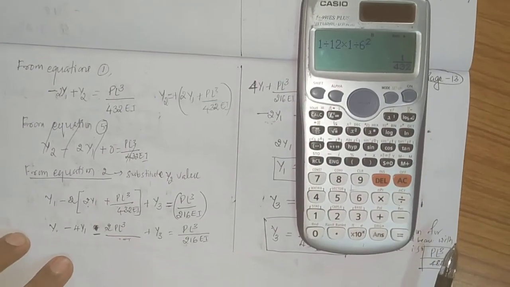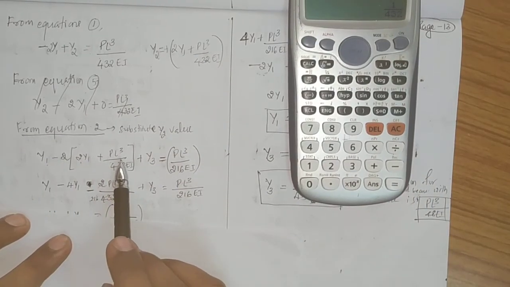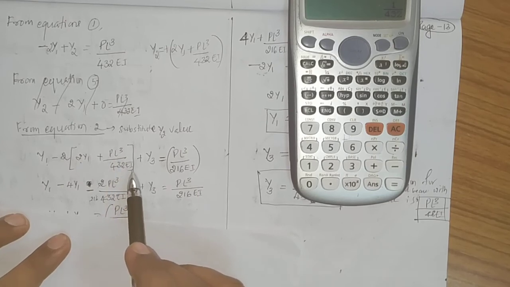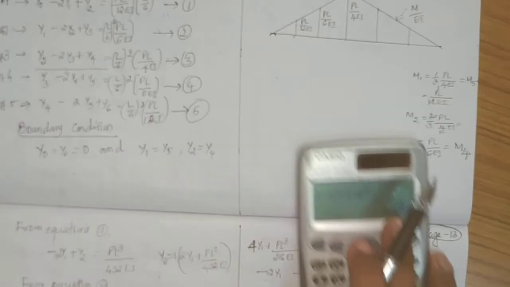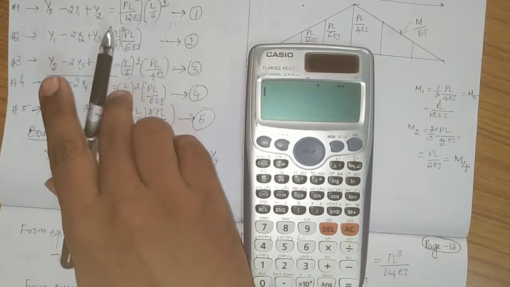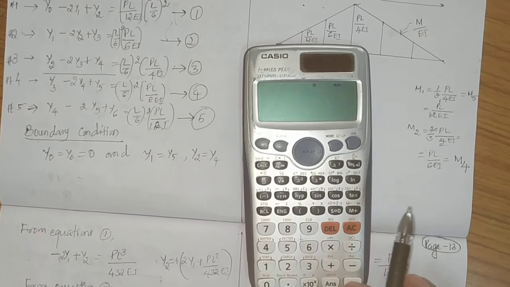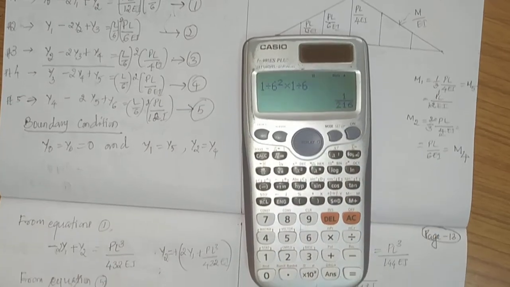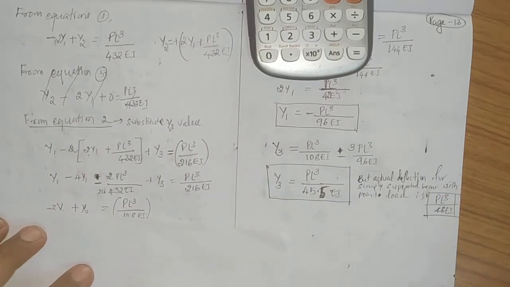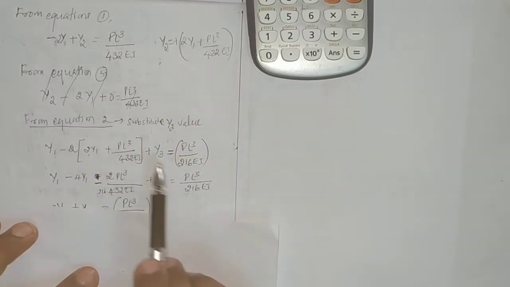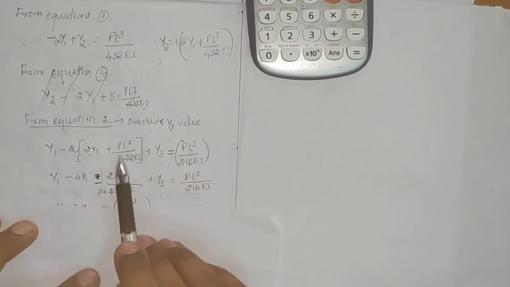So now let us substitute that value of y2. y1 minus 2 times (2y1 plus PL cube by 432 EI) plus y3 is equal to, upon calculating, 1 divided by 6 square into 1 divided by 6, which becomes 1 by 216. That is what has been considered here. The only difference is you have substituted the value of y2.